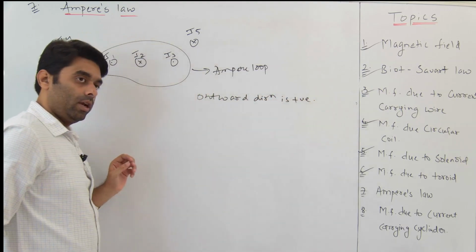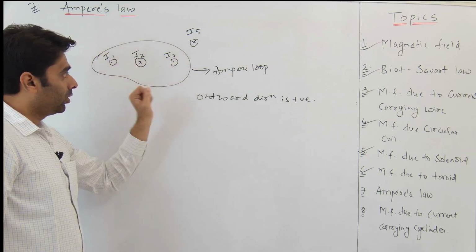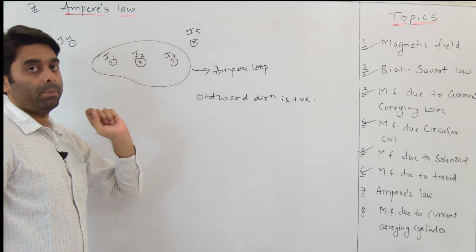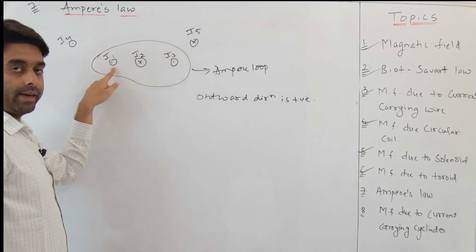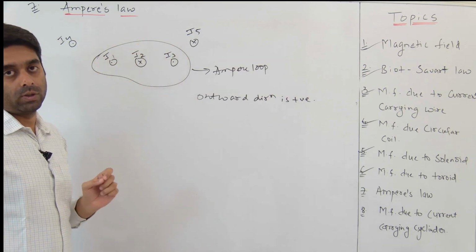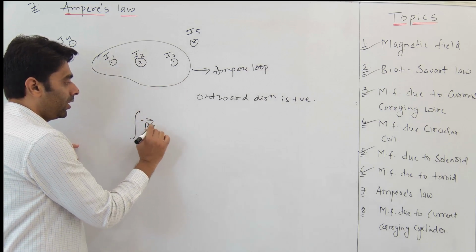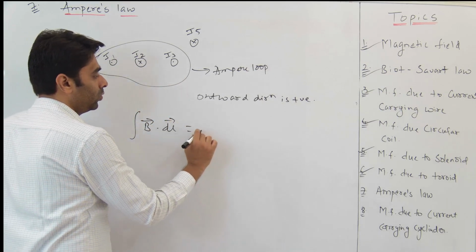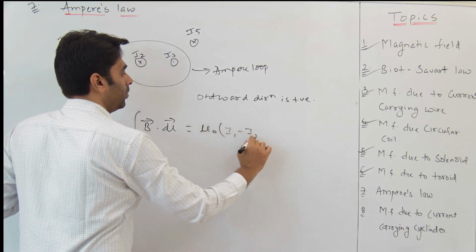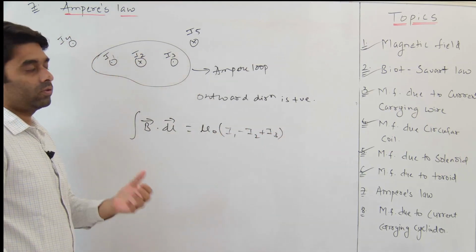Now if we want to relate the magnetic field in this region, we have this Ampere loop which is enclosing current carrying elements I1, I2 and I3, and I4 and I5 are outside. So what does Ampere's law give us? Ampere's law says that integral B dot dl is equal to mu naught of I1 minus I2 plus I3. This is your Ampere's circuital law, or Ampere's law.